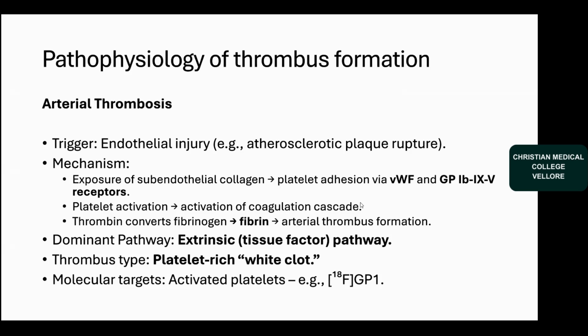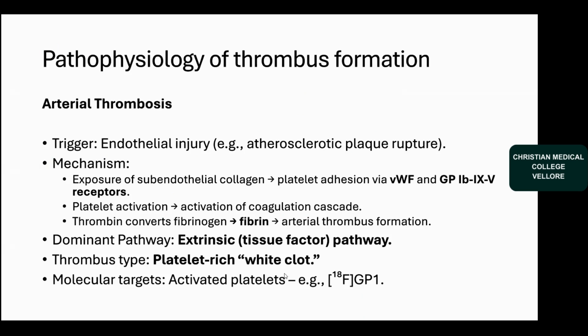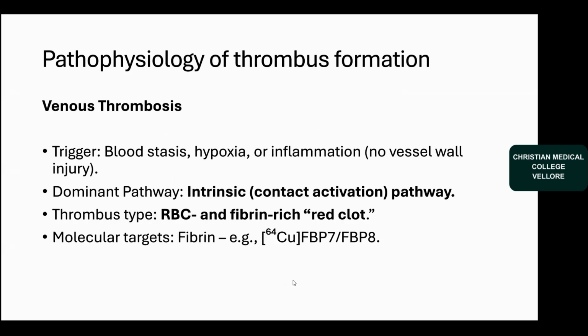The coagulation cascade will ultimately result in activated fibrin formation, and then there will be arterial thrombus formation. The most dominant pathway here is the extrinsic pathway. This pathway is more common in arterial thrombosis. The thrombus type will commonly be a platelet-rich thrombus, also called a white clot. The molecular targets will be activated platelets. This we'll talk about later. Activated platelets will be a specific molecular marker for this.